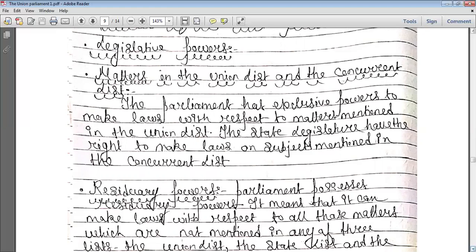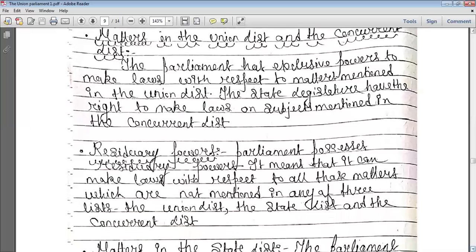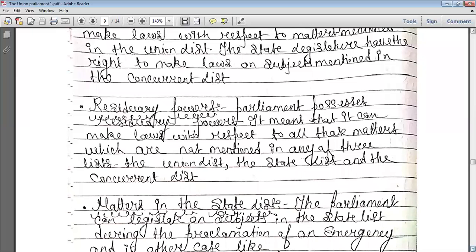So the parliament has exclusive power to make laws with respect to matters mentioned in the union list. The state legislature has the right to make laws on subjects mentioned in the concurrent list. That means the concurrent list is mainly dealt with by the state legislature, that is the state assemblies or legislative assemblies, and the union list is mainly handled by the union and the central government.